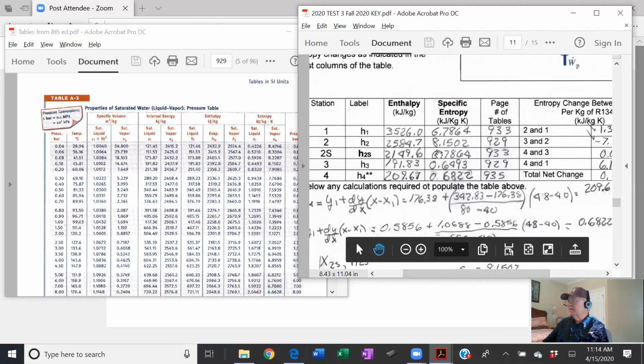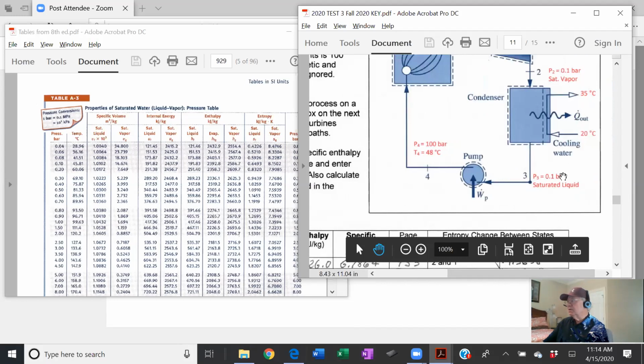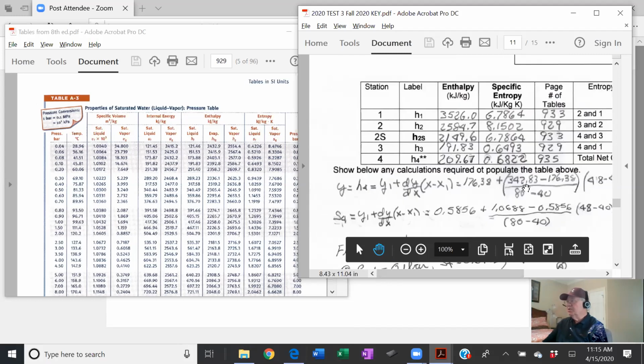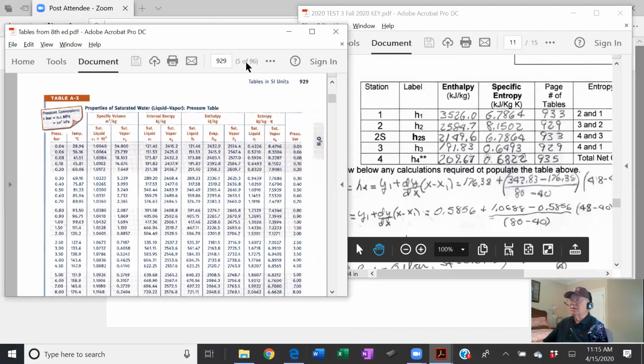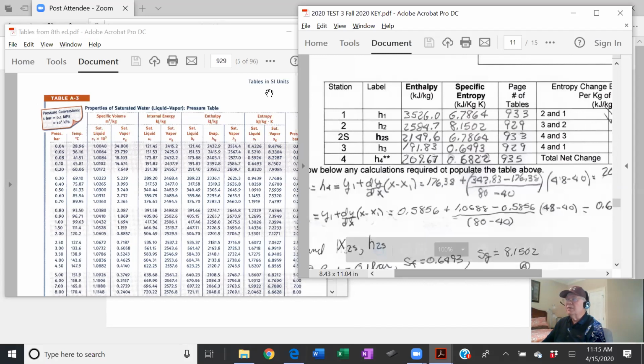So I have my H2S, and I know my S2S is by definition the same as S1. H3, I can look that up directly from the conditions. That's what we just looked up, H3. Now H4, I said to use the compressed water table because we haven't used those much. And you just have to interpolate. Let's go to that. That's probably about page 935. Let's go to 935.